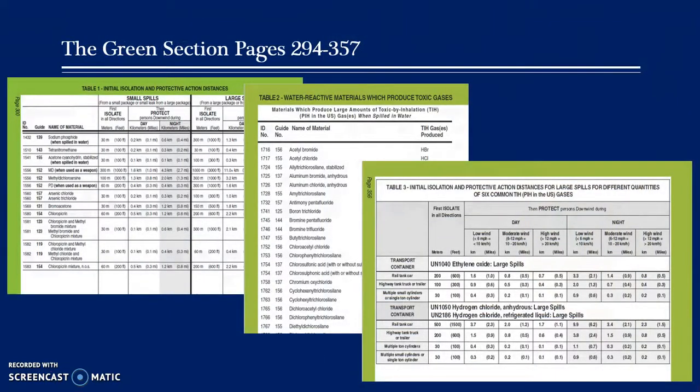If the material is highlighted in green in the yellow or blue sections, you will need to refer to the green section. These highlighted materials indicate that the material is a toxic inhalation hazard, TIH. Once you realize you're dealing with a TIH material, the green bordered pages will provide you with an index to Table 1, initial isolation and protective action distances, Table 2, water-reactive materials that produce toxic gases, and Table 3, isolation and evacuation distances for the 6 most common TIH materials.